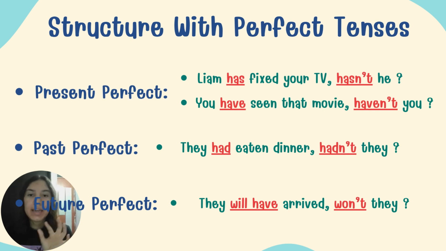Remember, the auxiliary verb is in my sentence, and I need the same auxiliary verb for my question tag. The same is with past perfect. They had eaten dinner, hadn't they? Or the future, they will have arrived, won't they?